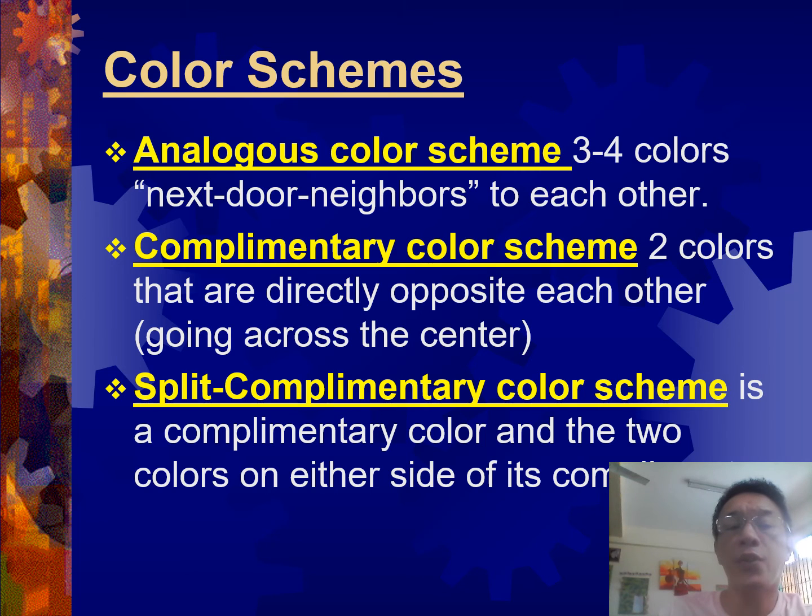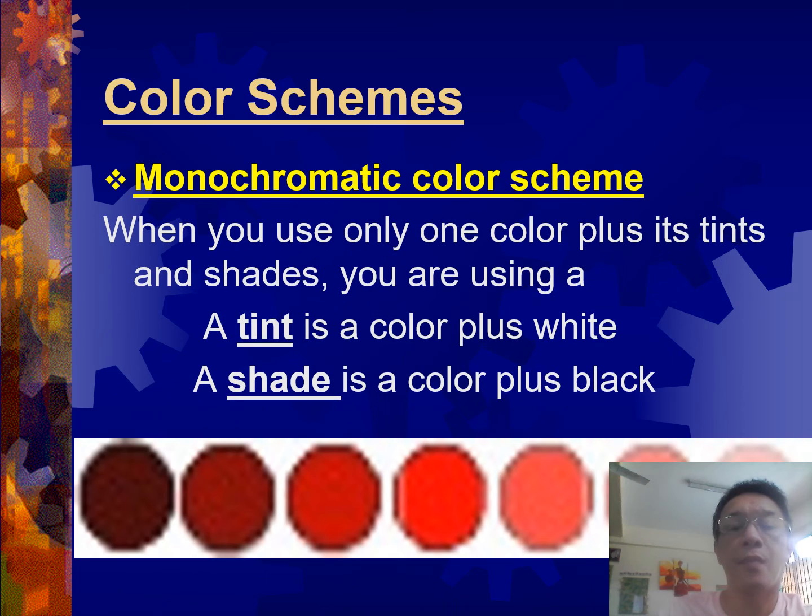Okay, so those are the color schemes. Then we also have the monochromatic color scheme, when you use only one color plus its tints and shades. A tint is a color plus white, and a shade is a color plus black.